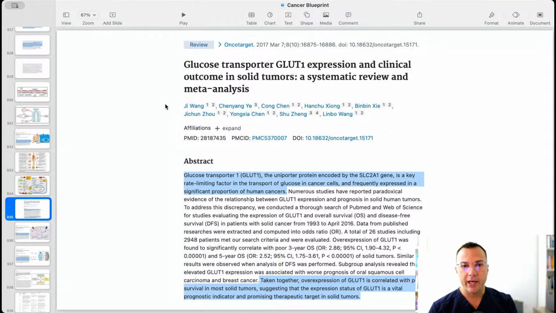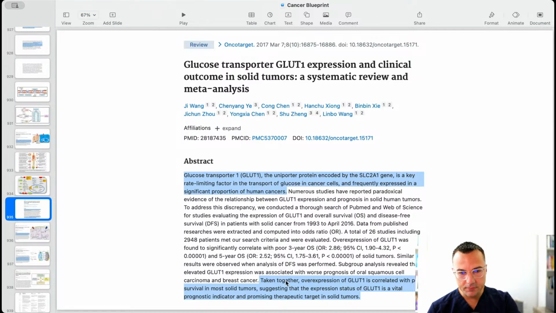The next paper we're going to look at was published in Oncotarget in March 2017. It's titled Glucose Transporter GLUT1 Expression and Clinical Outcome in Solid Tumors, a Systemic Review and Meta-Analysis. It says Glucose Transporter 1, GLUT1, a uniporter protein encoded by the SLC2A1 gene, is a key rate-limiting factor in the transport of glucose in cancer cells and frequently expressed in a significant proportion in human cancers.